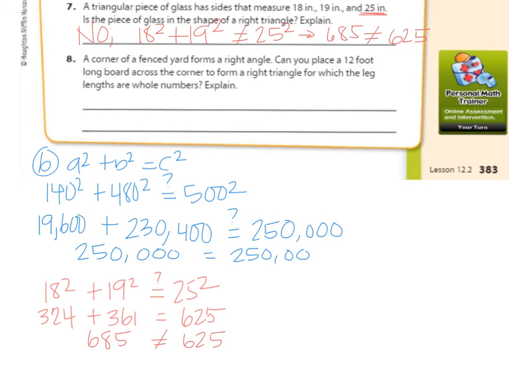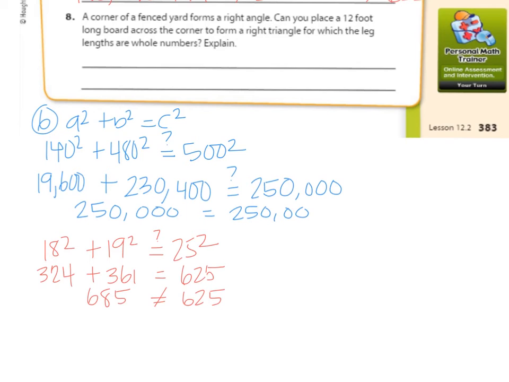And then the last one we've got, applying it to a real world situation, is number 8. A corner of a fenced yard forms a right angle. Okay, so it forms a right angle. Can you place a 12-foot long board across the corner to form a right angle for which the leg lengths are whole numbers? So what we have here is we have been given the corner of a fenced yard. It forms a right angle. So that's what it's telling us. We have the corner of a fenced yard that forms a right angle.